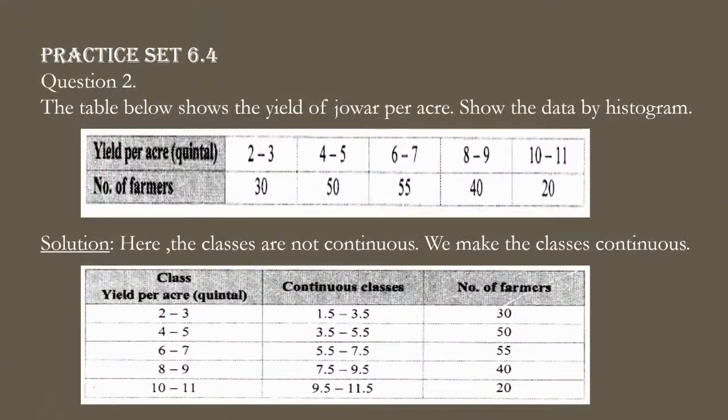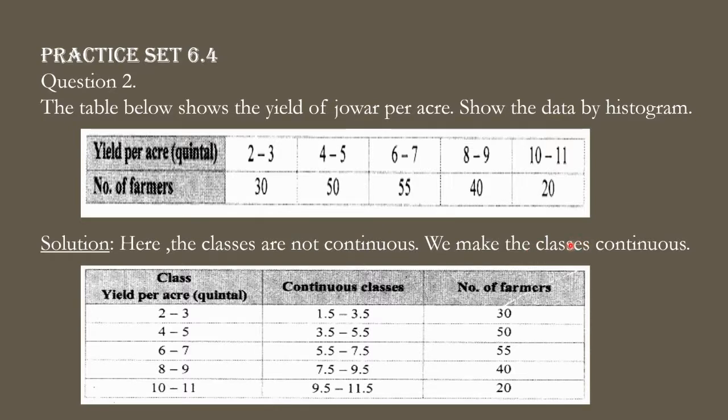Question number 2. The table below shows the yields of jowar per acre. Show the data by a histogram. In this table also the class and frequency are given. But here the classes are not continuous. Therefore, we make the classes continuous.